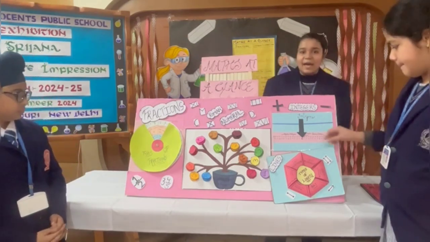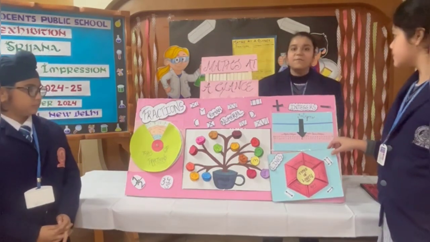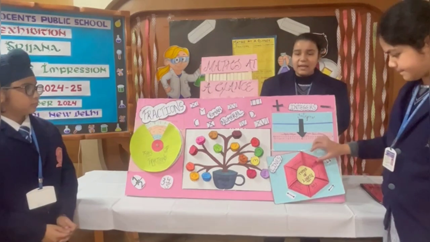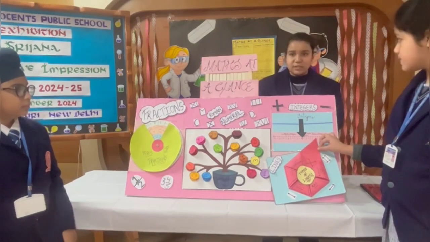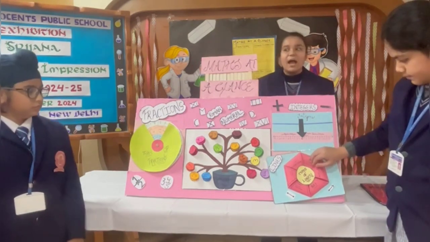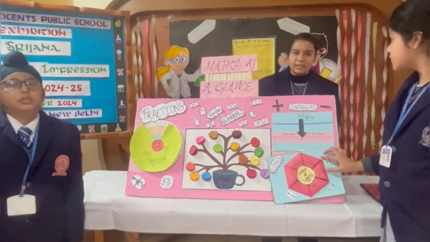Types of lines. In this model we have covered 5 types of lines. Intersecting lines, the lines that meet each other at a point are called intersecting lines and the point they meet at is called the intersecting point.